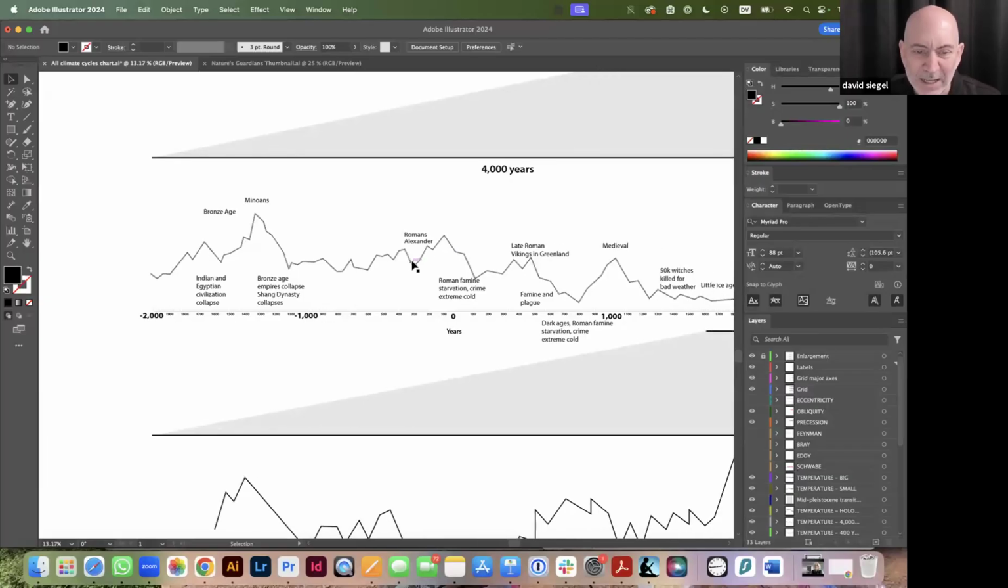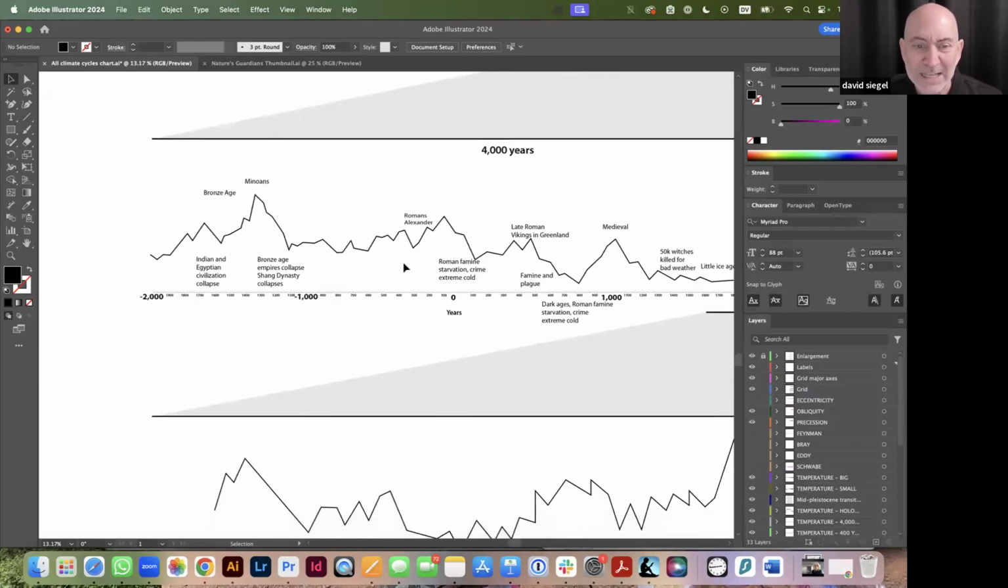And here's Alexander. Alexander the Great built the Macedonian Empire in a downturn of temperature, not a lot. It was still relatively going up, but his entire empire, and he took over the Persian Empire, was built here during this little downturn. Then the Romans really came and peaked as temperatures allowed.